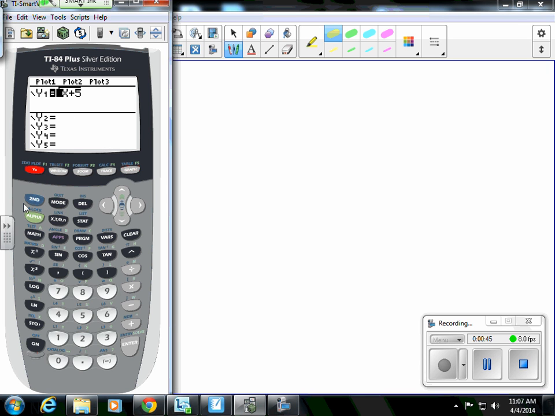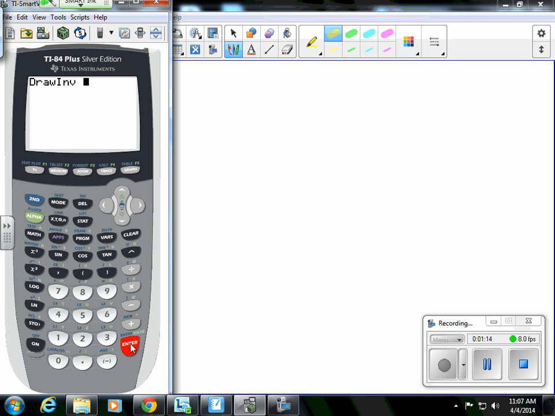We can now go to second quit, and at my home screen, I'm going to access my draw menu, which is above the program key in blue. So second, draw. I'm going to cursor down and number 8 says draw inverse. So I'm going to hit draw inverse.